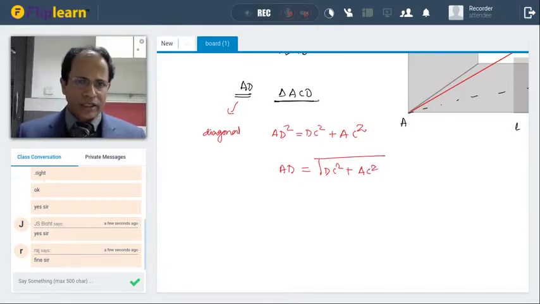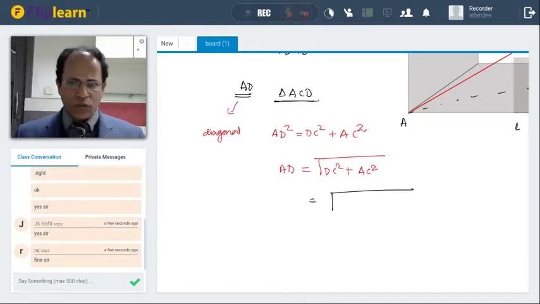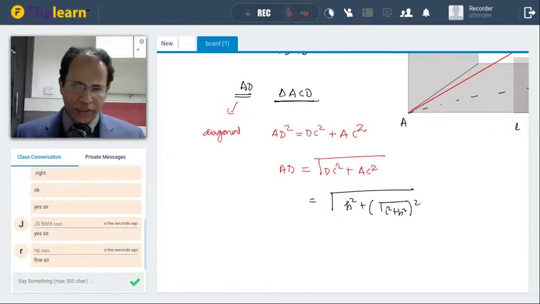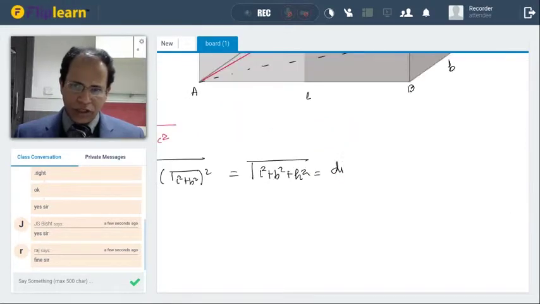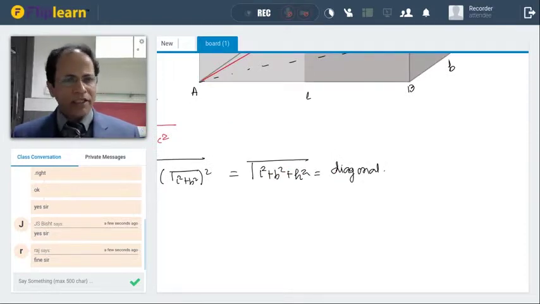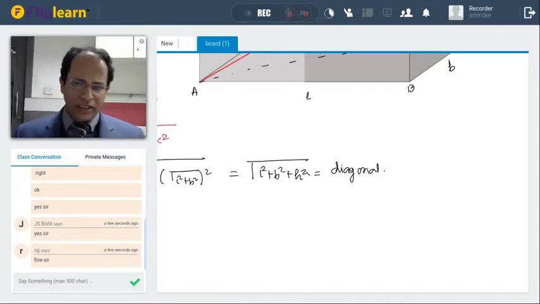Now, students, let's understand the calculation part. We have DC square. So what is DC? DC is given as H. What is AC? AC square is L square plus B square. Let's square it up. So this is coming out to be L square plus B square plus H square under the root. This is what the diagonal is. This is the diagonal we are talking about, or the longest rod that can be placed within a cuboid, right? This is the diagonal.